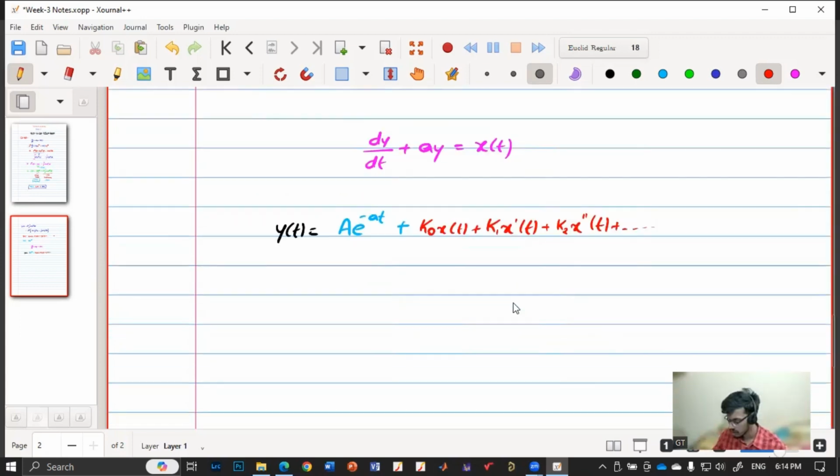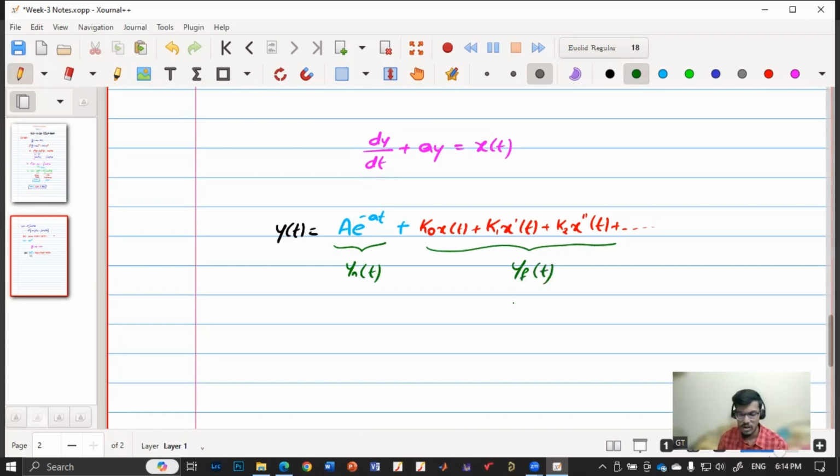And so on, and n number of terms depending upon the order of the x of t. So we have one natural response and one forced response. This can be directly written by following certain rules and guidelines. So what we do is first we'll solve for natural response and then we'll solve for forced response. So first, how to get yn of t and how to get yf of t.